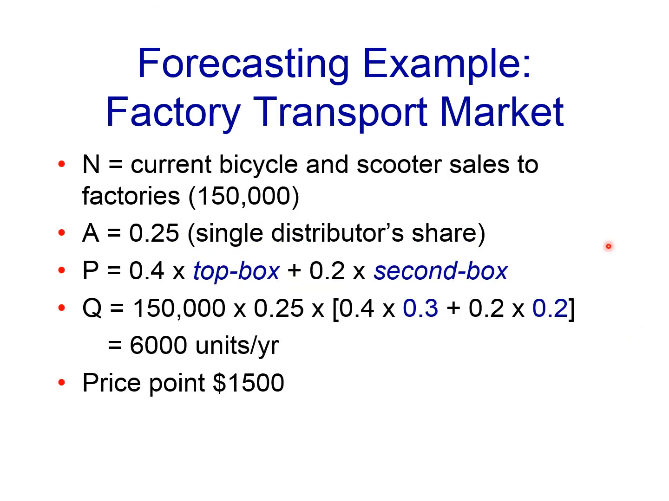The same example can be applied for the factory transport market instead of the college student market, and in this case N becomes the current bicycle and scooter sales to factories, which is currently at 150, A is 0.25, top box and second box are 0.4 and 0.2, resulting in a Q of 6,000 units per year.